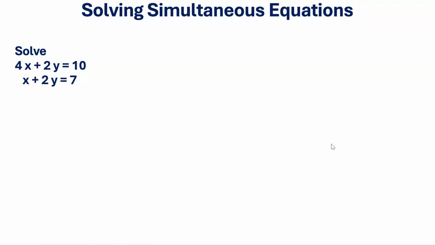Topic is solving simultaneous equations. Two equations are given to you. What is the question? Solve 4x plus 2y equals 10, and the second equation is x plus 2y equals 7. Now, what is the meaning of the question? Solve means you have to find the value of x and the value of y.